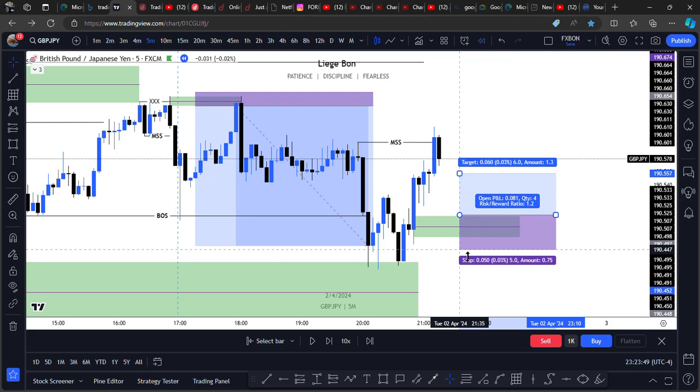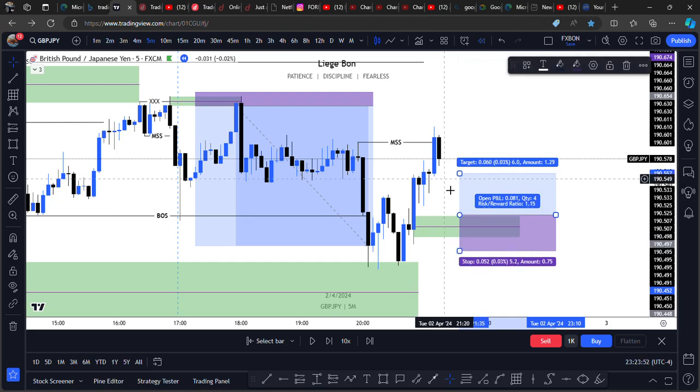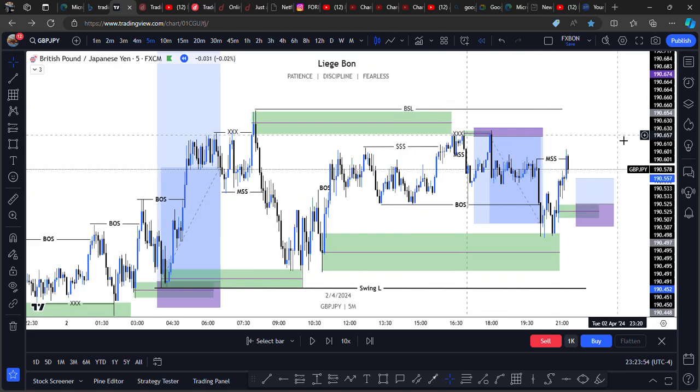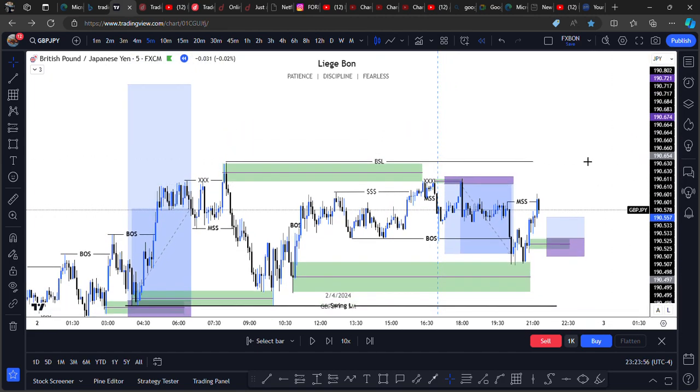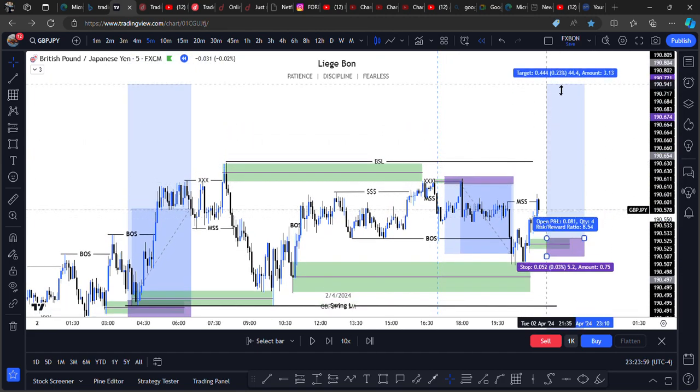Let's place the stop a little bit below this structure. Okay. And right now, we have to do this. Let's go for another 10-hour.